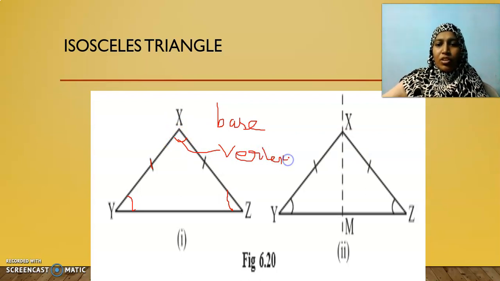Is it clear, my dear children? If I draw the median for this triangle, it will divide the triangle into two equal halves. We have base angles, two base angles and one vertex angle in an isosceles triangle. Base angles will be equal. Like the two sides are equal, two base angles will be equal.